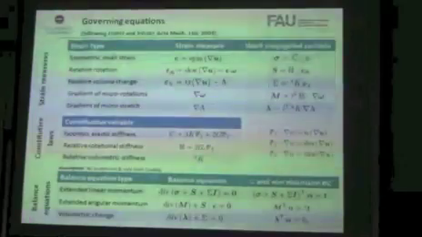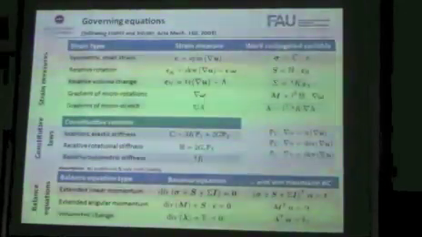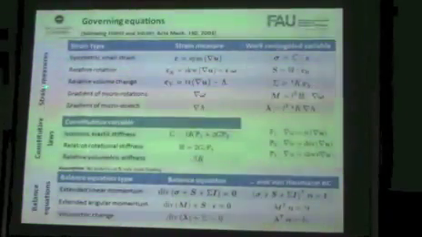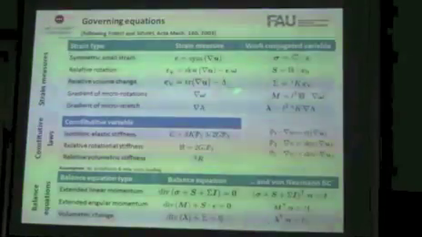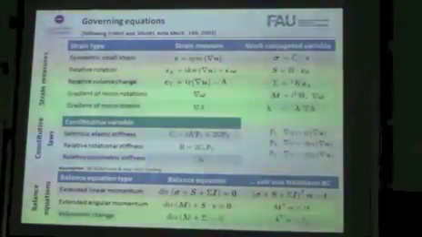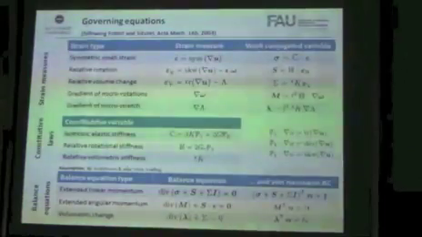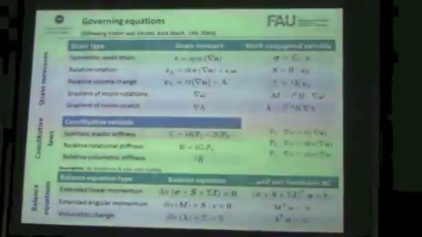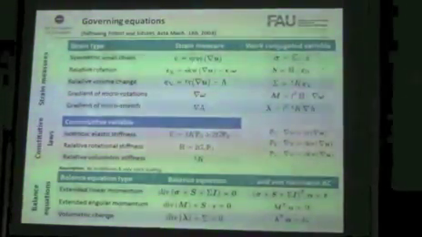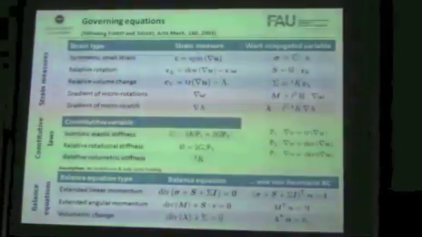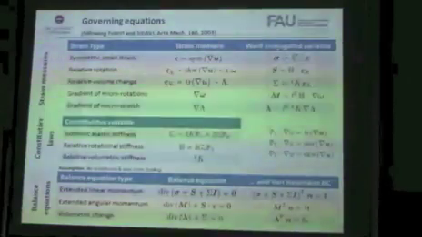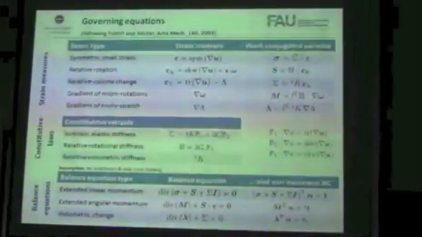So for strain measures, there are of course different possibilities. What we chose here is that we kept the symmetric small strain, then we considered a relative rotation between the macro and the micro volume. We have a relative volume change between the macro and the micro volume, and in addition the gradient of the micro rotation and the gradient of the microstretch.